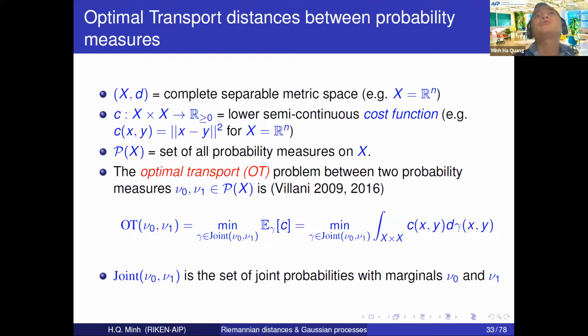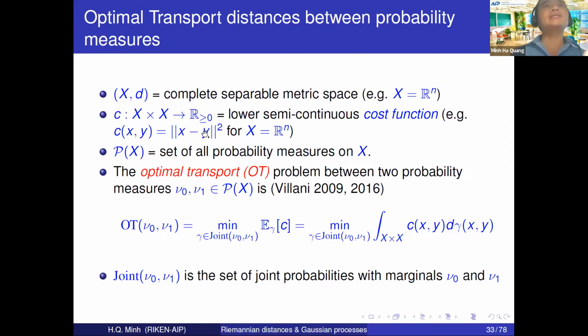between probability measures. This now is a hot topic in machine learning. It was a huge topic in mathematics. Of course, it has been studied a lot. I will just talk about the Gaussian setting. It's a very simple setting, nothing extra. Let's suppose that X is a nice metric space, so let's say X is R^n. And then C: X × X → R, greater than or equal to 0, is the cost function. Let's talk about the case of the least square function, just consider the case of the least square function, ||x − y||² on R^n.